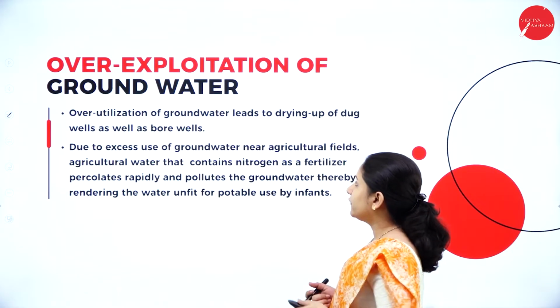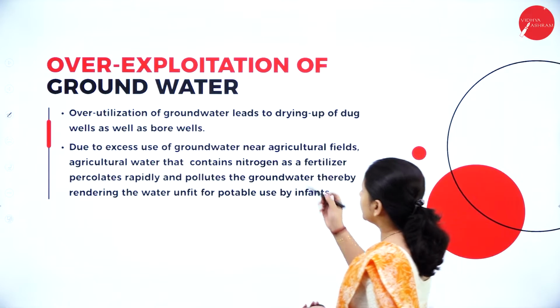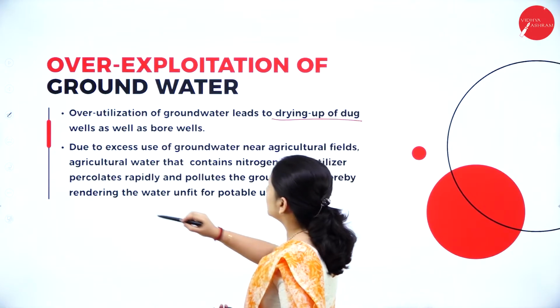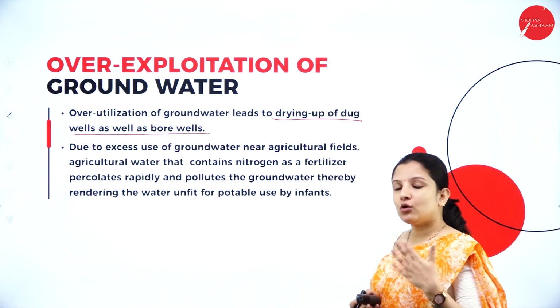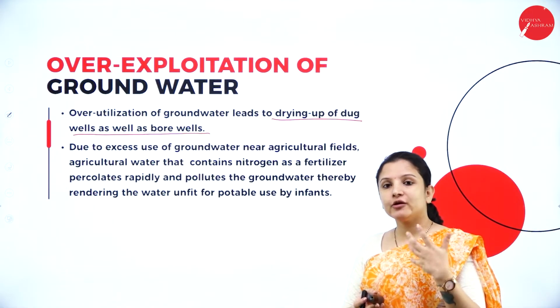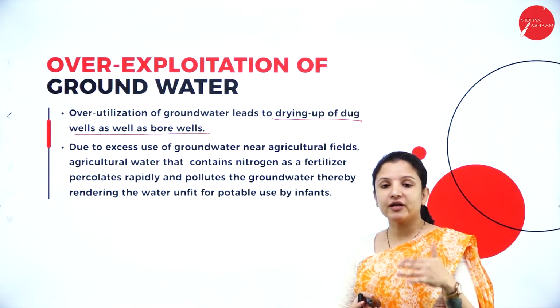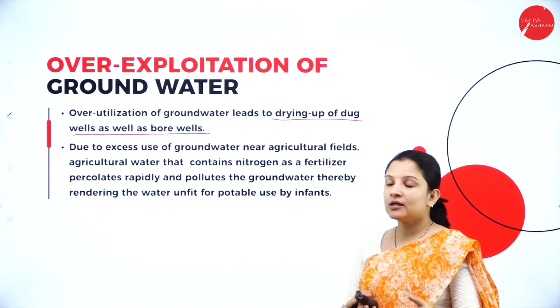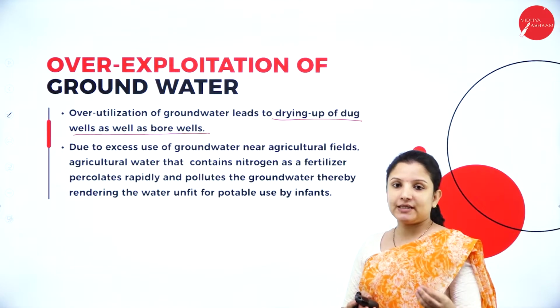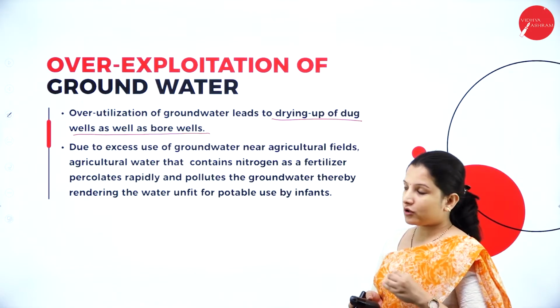Next, the overutilization of groundwater leads to the drying up of the dug wells as well as the bore wells, because overexploitation means you are continuously using the groundwater and not giving time for the water to fill back in that region. Then it will lead to a complete reduction in the groundwater level.